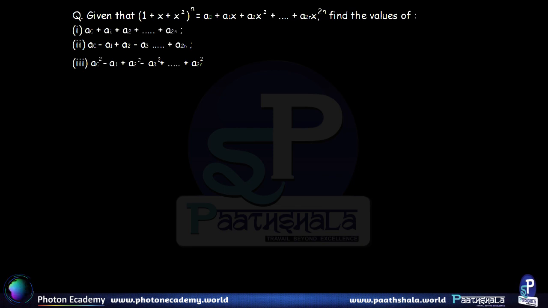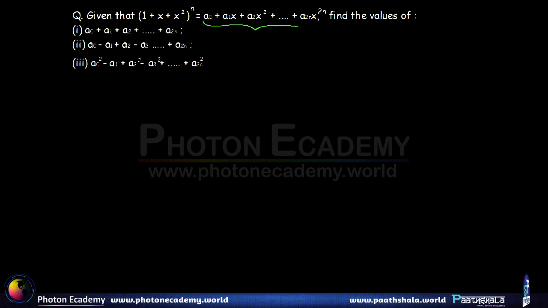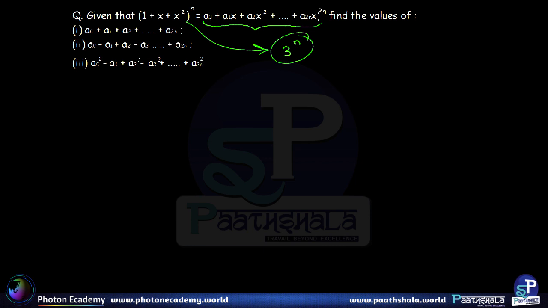Okay, let's start. So the sum has three parts. For the first part, we have to find a0 plus a1 plus a2 till a2n. So we can immediately see that it is basically this equation, except that all the x terms are equal to 1. So basically x is equal to 1, and substituting x equal to 1 in this equation, we have 1 plus 1 plus 1, so that is 3 raised to n. So 3 raised to n is the answer of the first question. That's right, 3 raised to n.